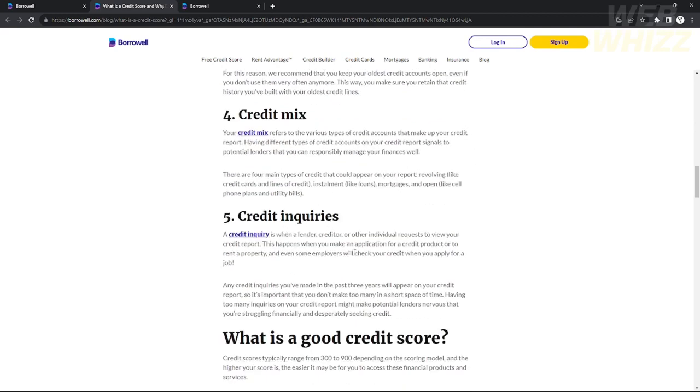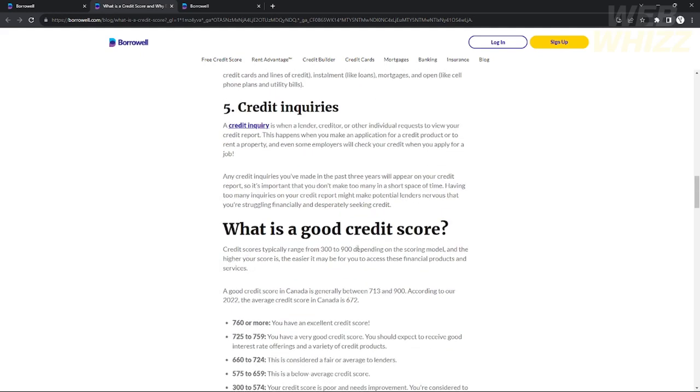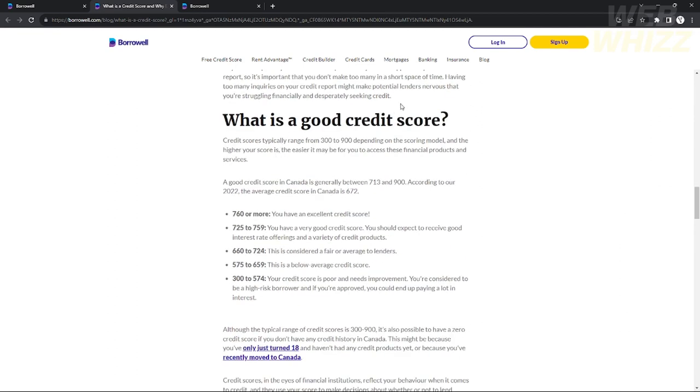So they also have credit history, credit mix, credit inquiries, but these factors do not affect your credit score as much as your credit utilization and payment history. So you don't need to care much about this.